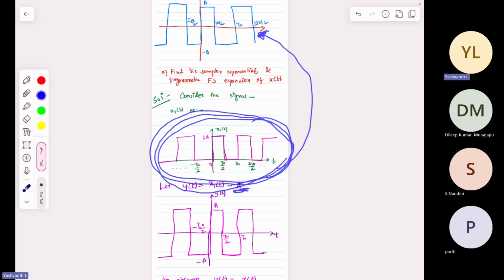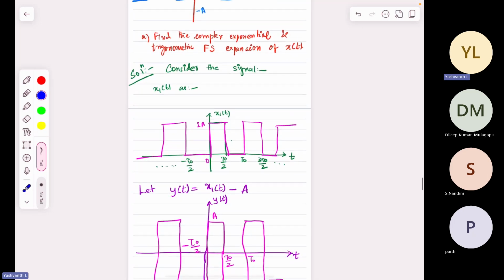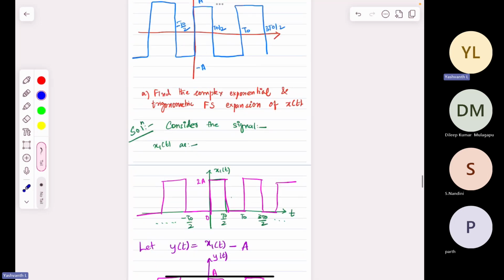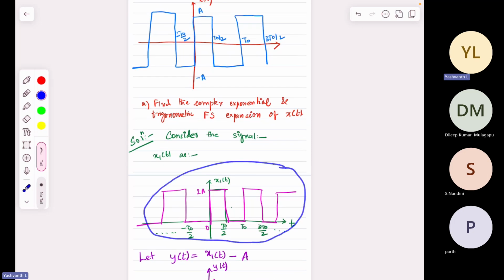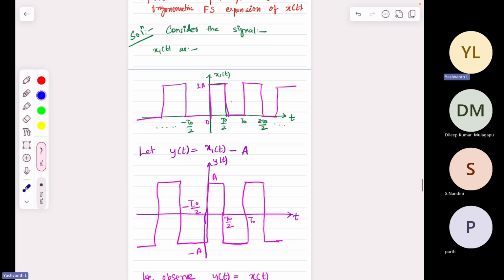It's the same signal that we computed in the first question, but with a replaced by 2a. That means we are going to use the linearity property of the Fourier transform to solve this question very easily. We know the Fourier series of this signal already. We'll apply the linearity property and get the Fourier series of this signal. That's all. Nothing else. That's what I'm going to do.